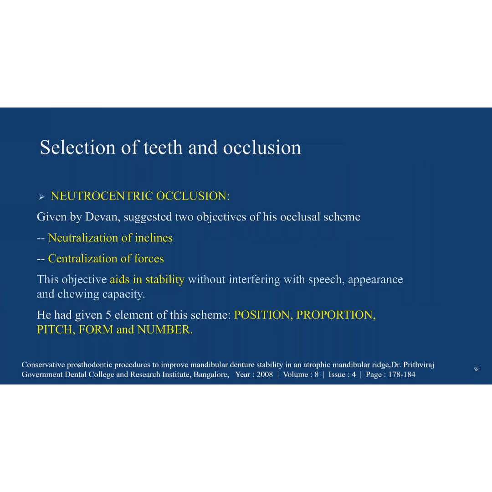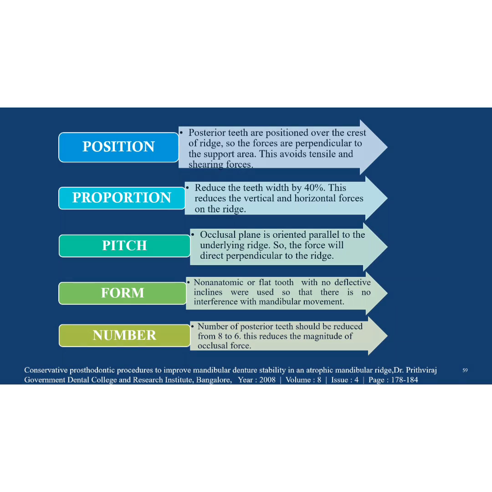Selection of teeth and occlusion. Neutrocentric occlusion was given by Sears, who suggested 2 objectives of his occlusal scheme, which were neutralization of inclines and centralization of forces. This objective aids in stability without interfering with speech, appearance and chewing capacity. So he had given 5 elements of his scheme. So the 5 elements were position, proportion, pitch, form, and number.